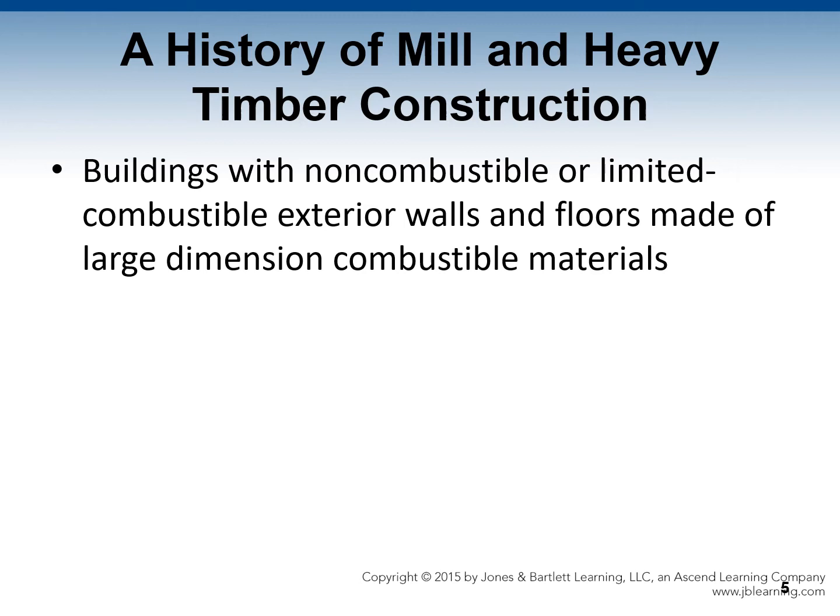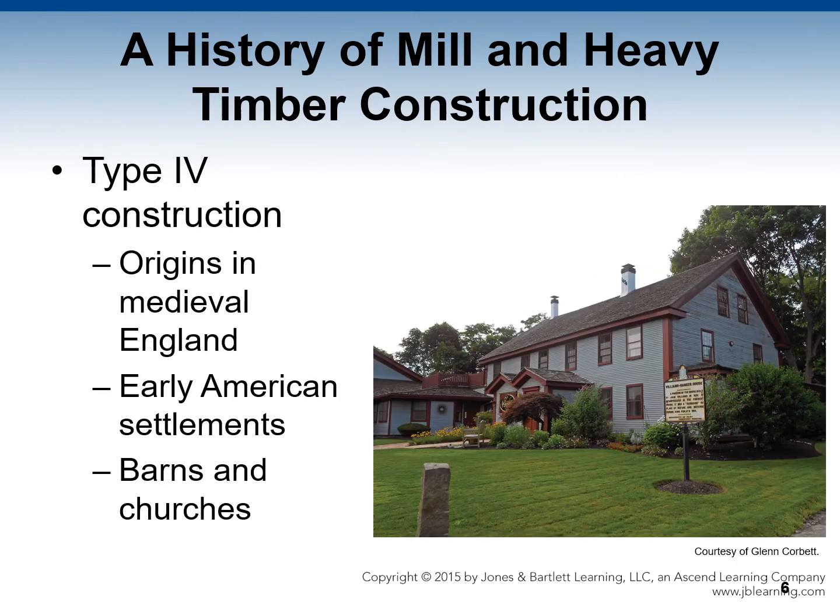So let's talk about the history of mill and heavy timber construction, some of the definitions and origins. Heavy timber is building construction with a non-combustible or limited combustible exterior wall and floor made of large dimension combustible materials, also known as type 4 construction. The first origins are in medieval England, and they were also constructed in early American settlements when America was part of the British Empire. Later it moved to post and beam construction. Barns and churches used large wooden members, and churches incorporated masonry walls.